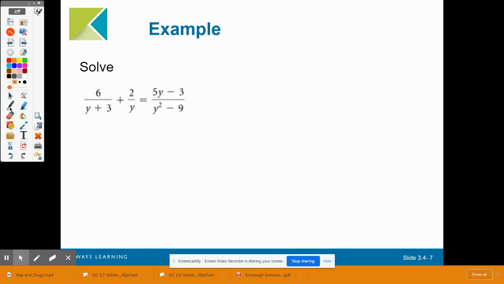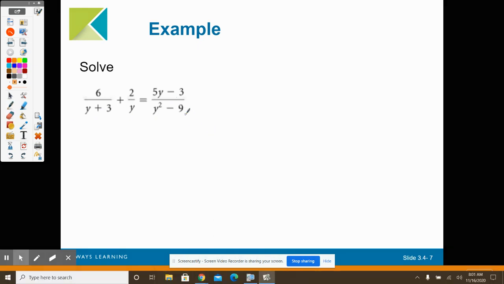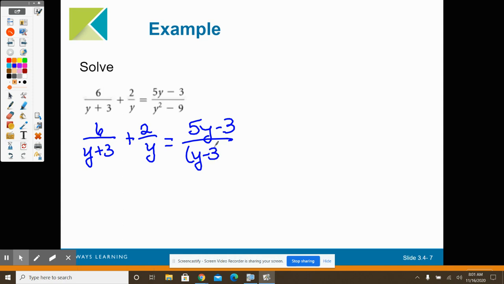Okay, last one, and this one's pretty tricky. So first thing you're always going to have to do is factor all the bottoms. The reason you're going to have to factor all the bottoms is because you have to check out all those domain restrictions. This is difference of 2 squares, so that's y minus 3 and y plus 3. All right? So now we can multiply to get rid of all these denominators. Let's go ahead and look at what our domain restrictions are going to be. Y cannot equal negative 3, so if I get that answer, I'm throwing it out.